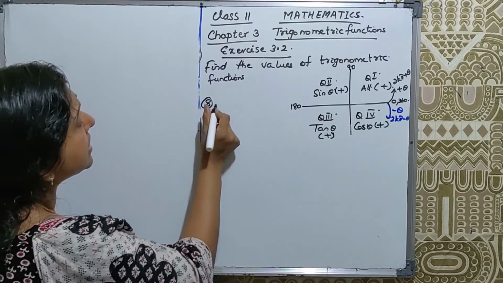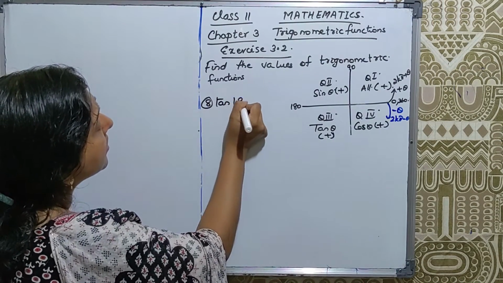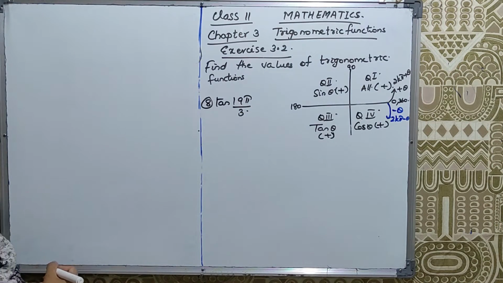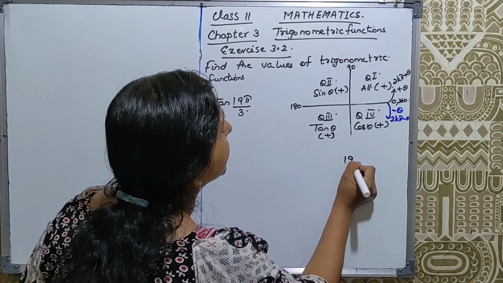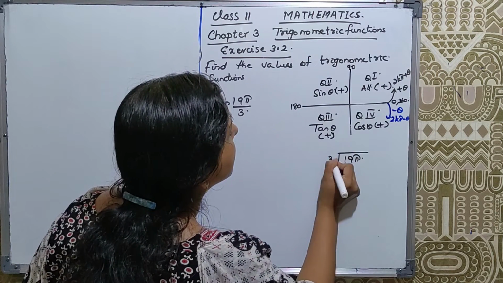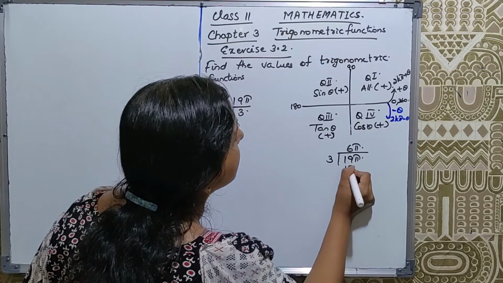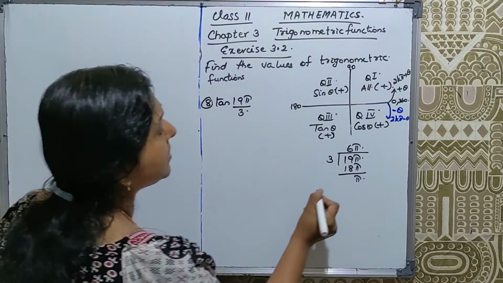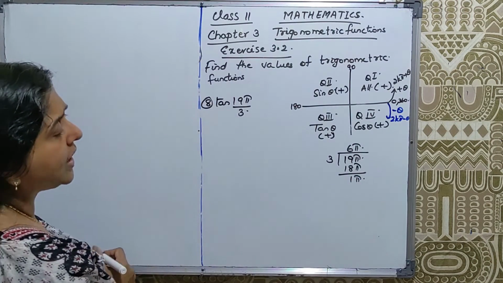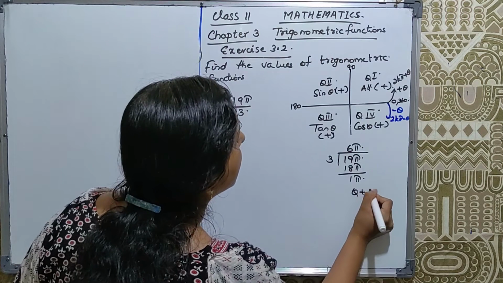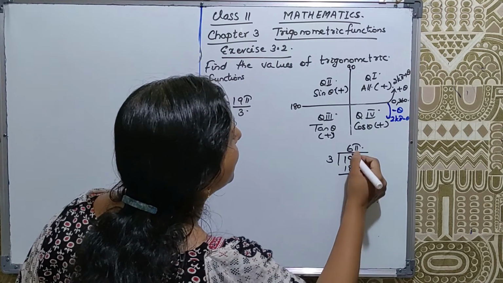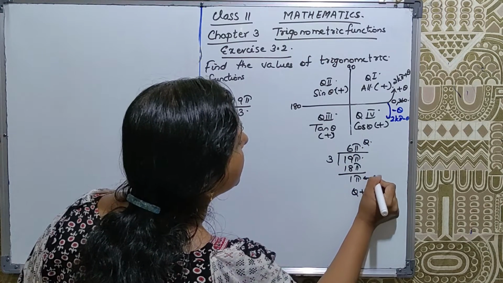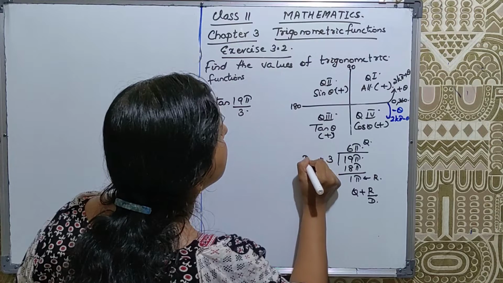Now we'll do question number 8. Tan 19 pi by 3. In terms of radian it is. So we'll take 19 pi, divide by 3. 3 into 6 pi is 18 pi. So the remainder will be pi. So I'll write it as quotient plus remainder by divisor. Quotient is actually 6 pi. Remainder is 1 pi. Divisor is 3.